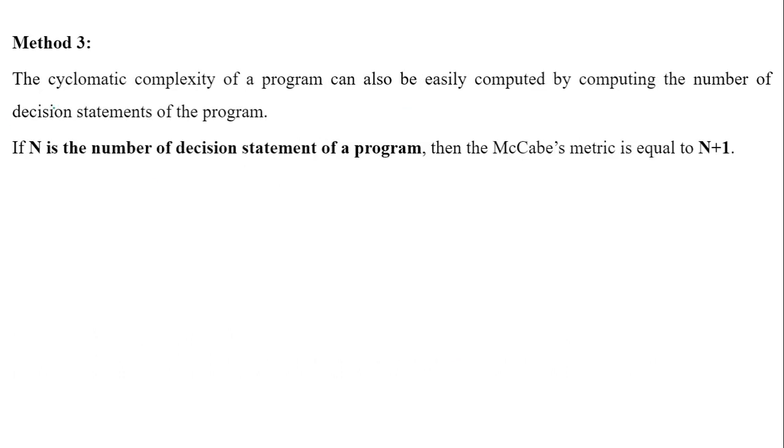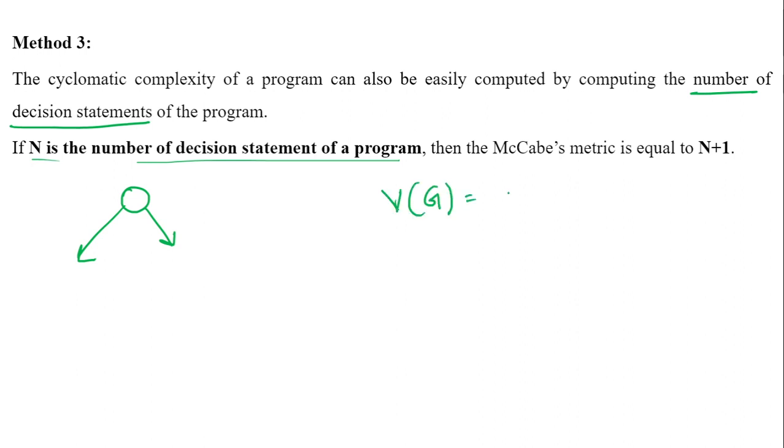Method 3 is that the cyclomatic complexity of a program can also be computed by counting the number of decision statements. Again, what are decision statements? Those having more than one outgoing edge. If N is the number of decision statements of a program, then McCabe's metric, that is V of G, is equal to N plus 1.